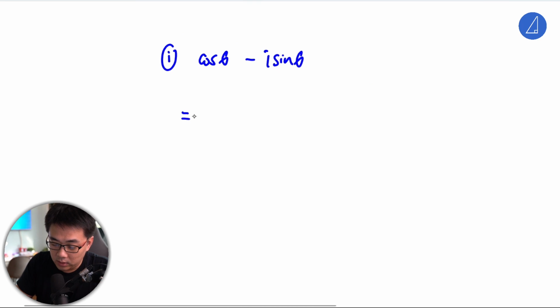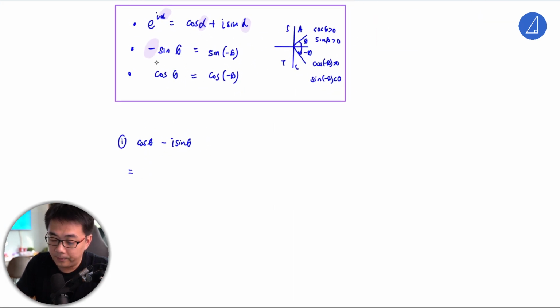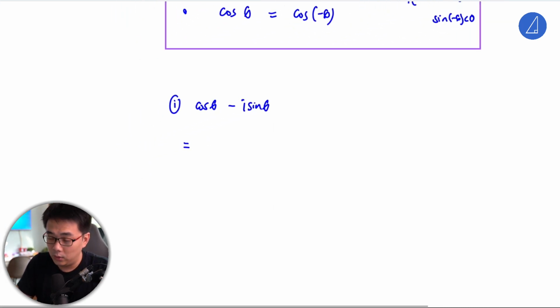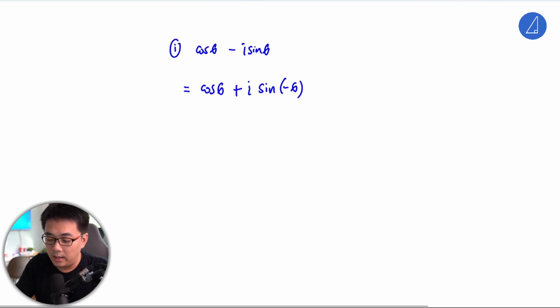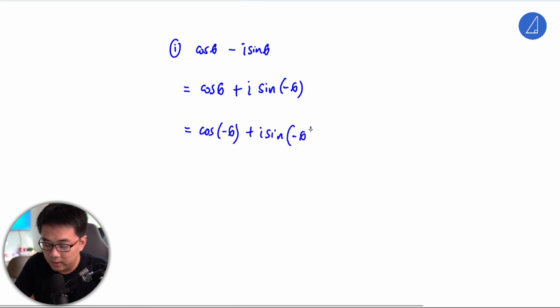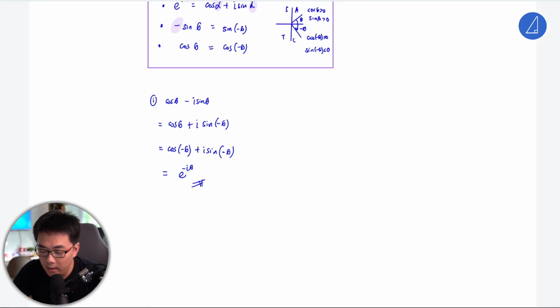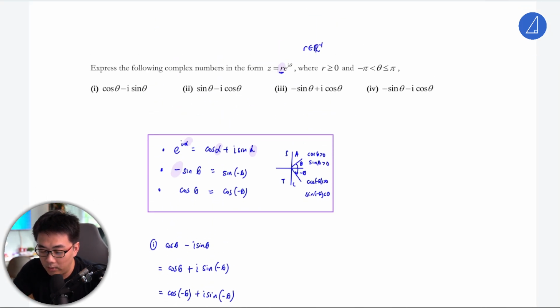So what I'm going to do is use this second function here, which is to absorb the negative in. So cosine theta plus i sine negative theta. And just know that for cosine theta, the angle can just change to a negative here, so plus i sine negative theta. So in this first case, cosine theta minus i sine theta is just e^(-i theta). Okay, because we get it.